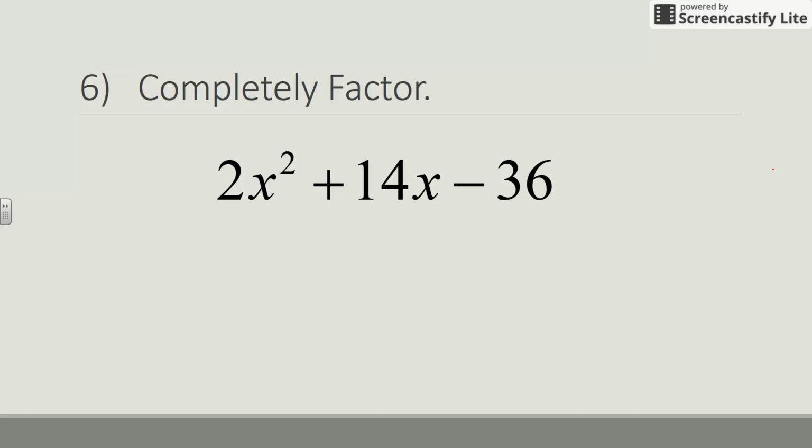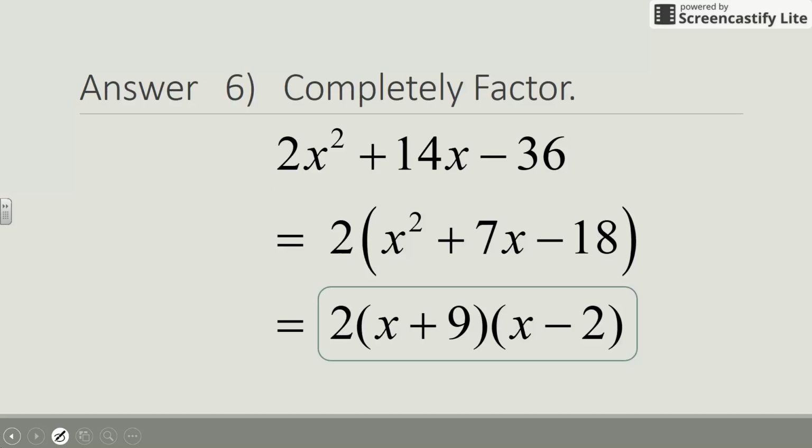Factor. The completely part will cause some problems here, and that is because you have to take out a 2. So if you take out that 2 first, then you don't have to worry about it. Always look, you're not getting rid of it, you're factoring it.